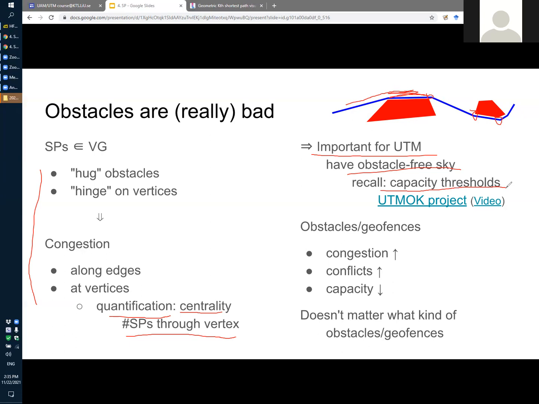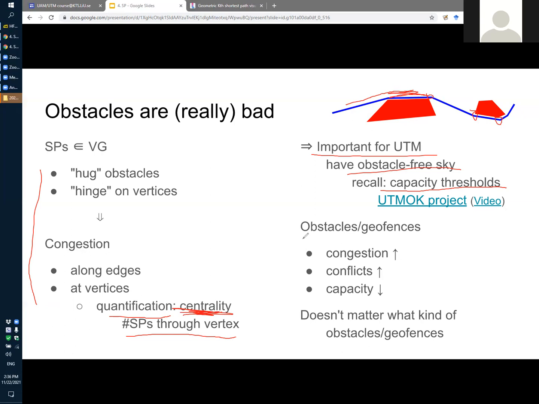If you recall the capacity thresholds, one of the things that you could observe is that the risk stays low until the intensity of drone operations becomes high. And when it becomes high, you for sure will have collisions, or at least losses of separation. And of course, if you have obstacles, if you have these vertices with high centrality, with lots of shortest paths going through them, you will have congestion much earlier than if you don't have the obstacles.